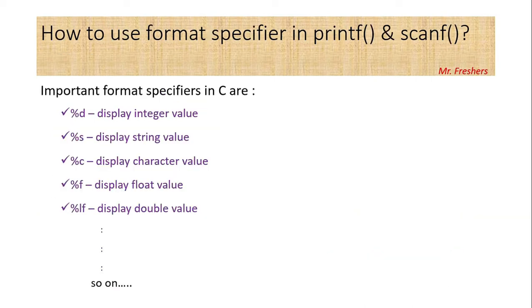What are the format specifiers in C? These are the frequently used format specifiers in C. %d displays an integer value, %s a string value, %c a character value, %f a float value, %lf a double value. These format specifiers are used frequently in the C programming language. Many more format specifiers are there, but now we concentrate on these important ones.